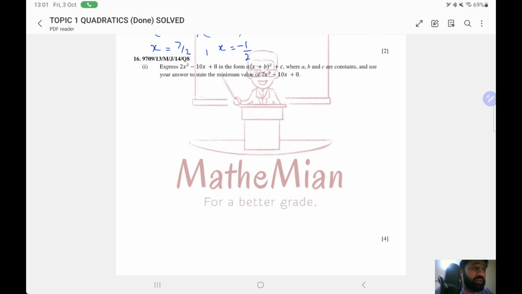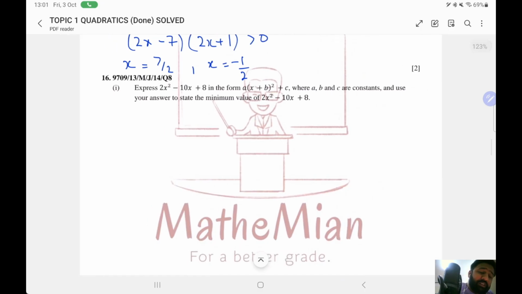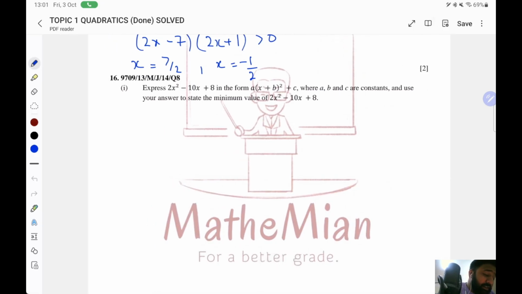Yes, let's start with question number 16 now. Question 16 is very simple and very easy as well. It says that a standard form is given to you, and he is asking you to express your answer in terms of a completed square form. So not a difficult thing at all for anyone.